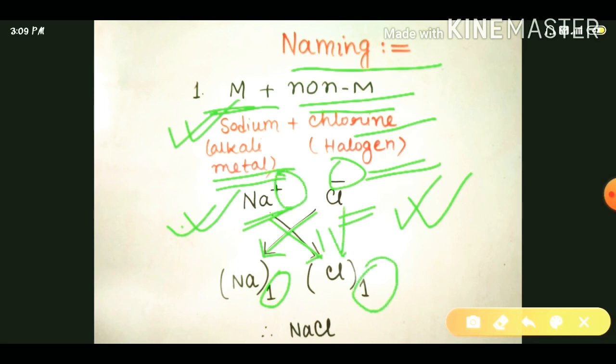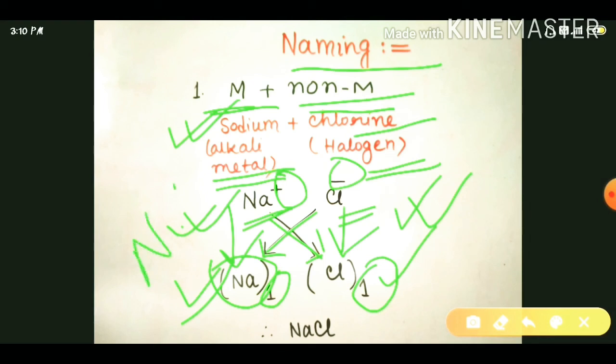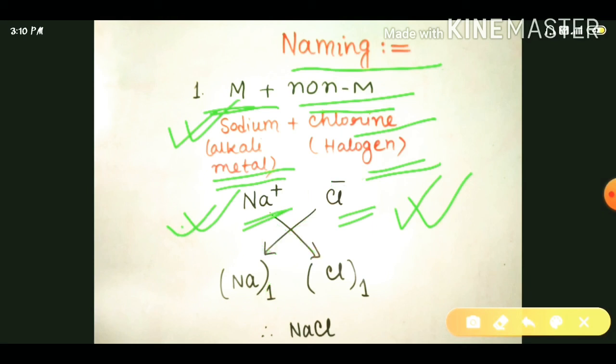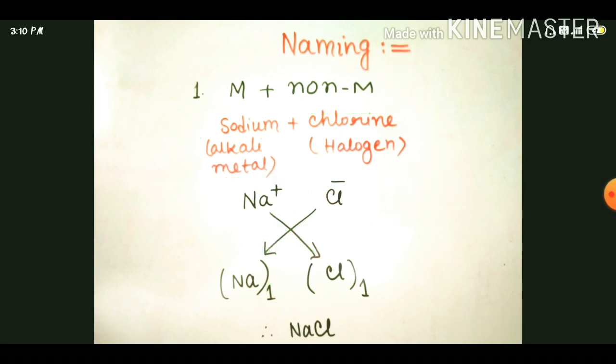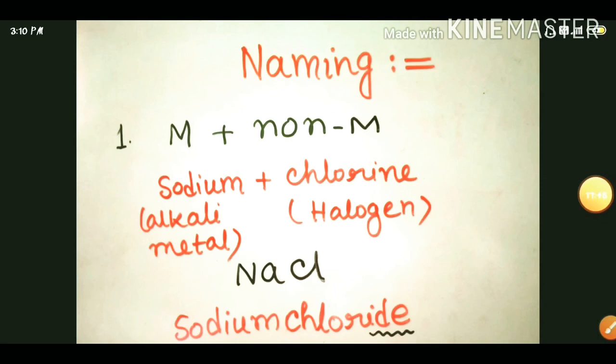So chlorine is present 1 and sodium is present 1, right? Both are 1. 1 means 1 atom of sodium, 1 atom of chlorine is present. So the chemical formula is NaCl. Okay, all clear? Let's see. So this was the chemical formula, but how can we write its name?